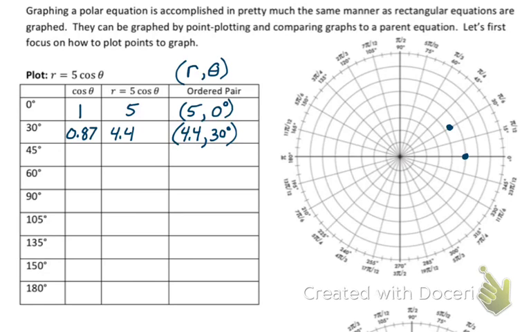All right, I'm going to skip down to, do you see that 105? I don't want 105, I actually want that to be 120. And I'm going to help you fill out 120 real quick, because that has negatives in it. Well, the cosine of 120 degrees is negative 0.5. 5 times that is going to be negative 2.5. And so we're going to have negative 2.5, comma 120 degrees.